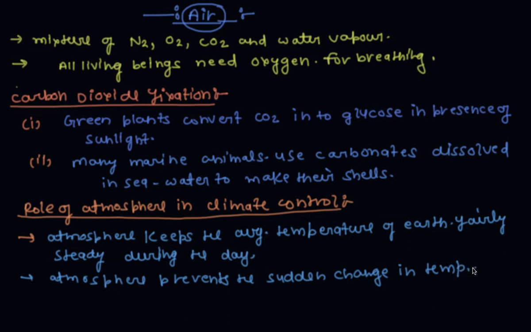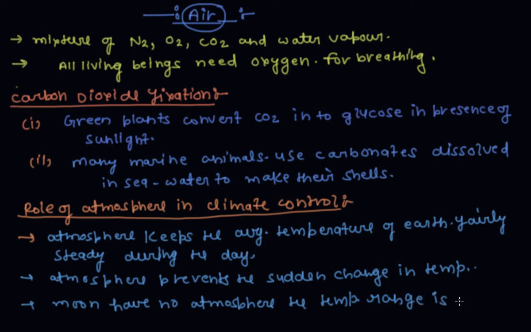Now, the moon is at about the same distance from the sun as the earth, but with no atmosphere. So the moon has no atmosphere, and the temperature range is minus 190 degrees centigrade to 110 degrees centigrade on the moon. So this is the first abiotic component, which is air.